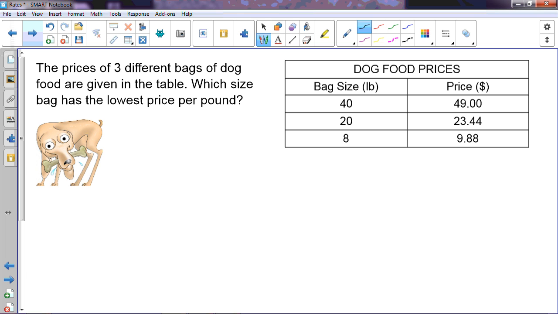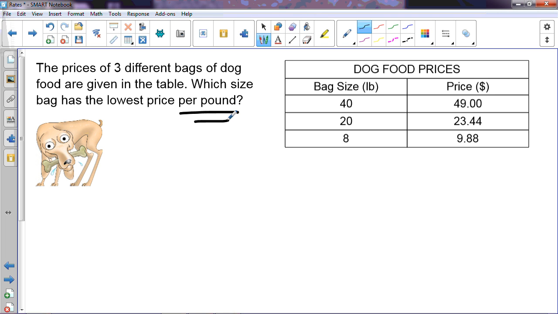You can also use unit rate to compare prices of items. This is especially useful when you go to the grocery store and have no idea what bag of dog food to buy. So the prices of 3 different bags of dog food are given in the table. Which size bag has the lowest price per pound?